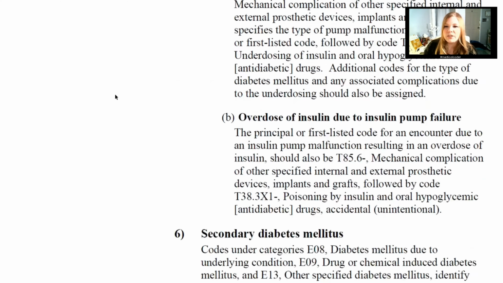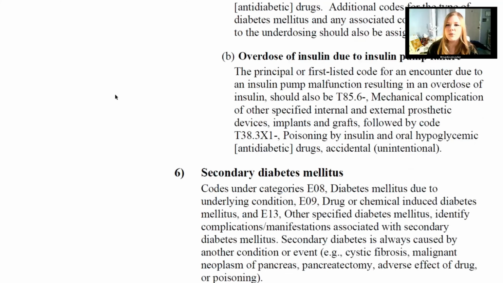Underdosing of insulin due to an insulin pump failure. The principal or first listed code for an encounter due to an insulin pump malfunction resulting in an overdose of insulin, so this is the key here. This one was a pump malfunction and it resulted in an overdose.